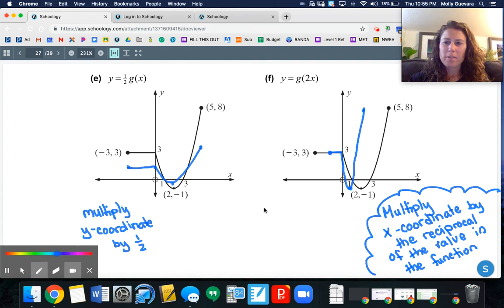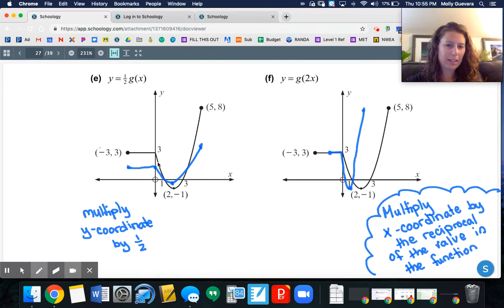Okay, so last 2 here. For E, you want to multiply the y-coordinate by 1/2. So here the y-coordinate is 3, so I just cut it in half to 1.5. Here the y-coordinate's 3, cut it in half to 1.5. Here the y-coordinate's -1, cut it in half to -0.5. And then here the y-coordinate is 8, so we cut it in half to 4. And we get something that looks like this.